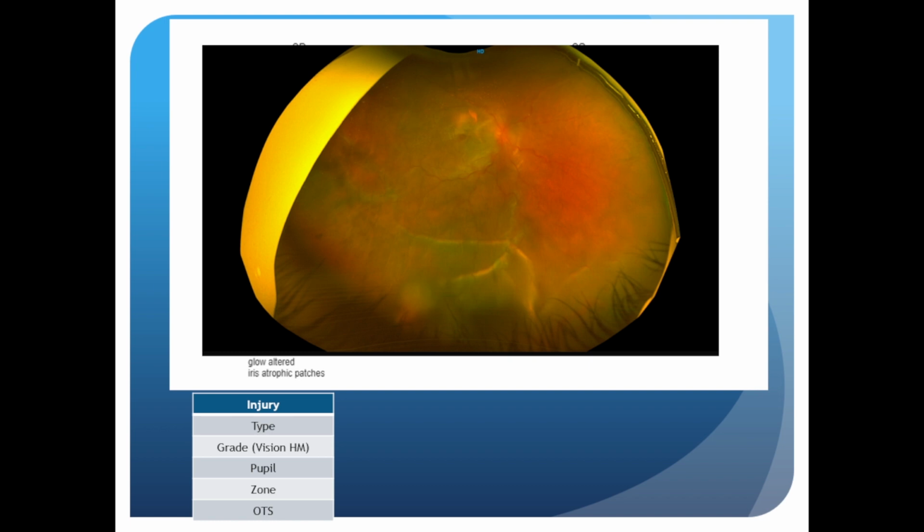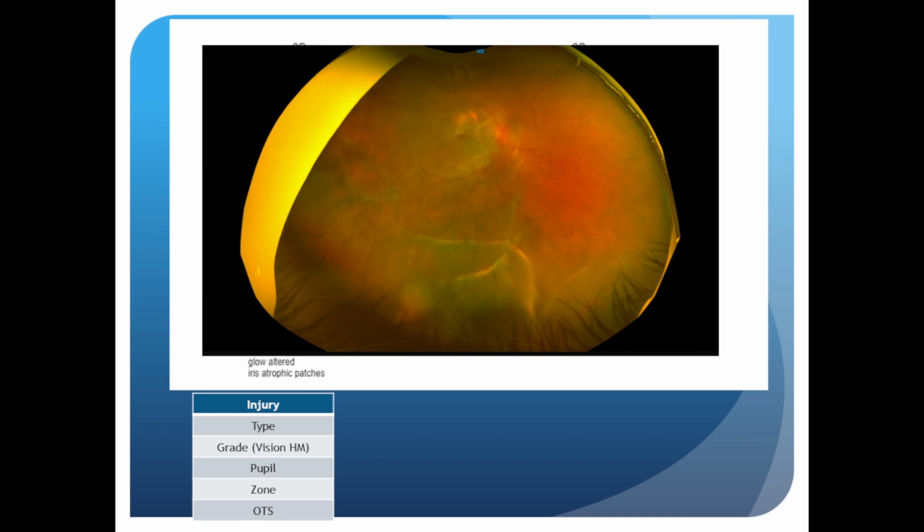Again, we have to classify this with the OTS score. Next, for this patient, what is the type of injury? Closed globe injury. Which type among the four types: contusion, lamellar laceration? It is a contusion. What is the grade? Grade 4.